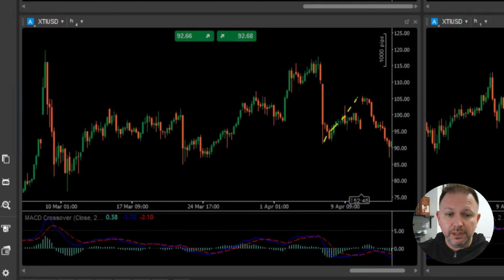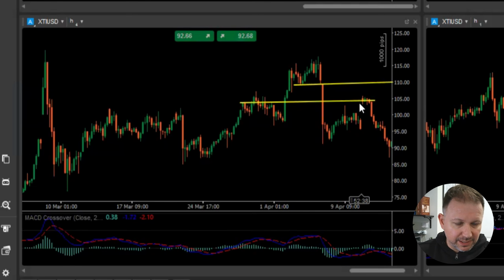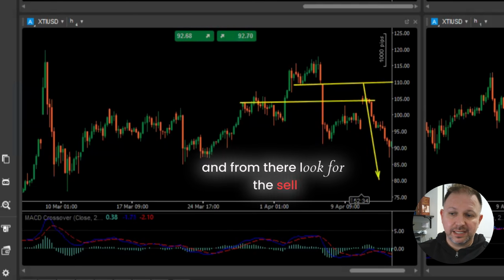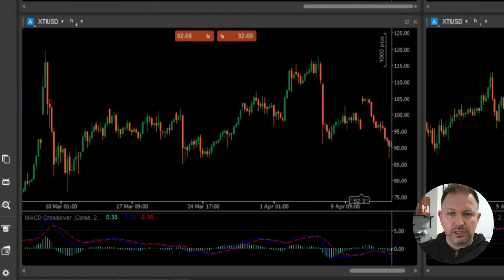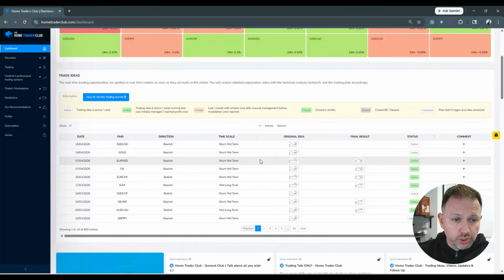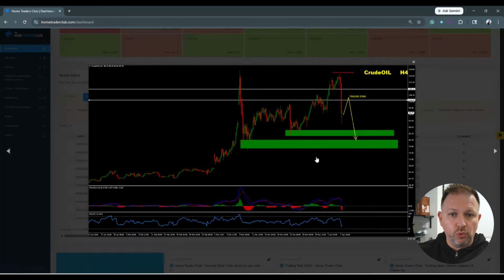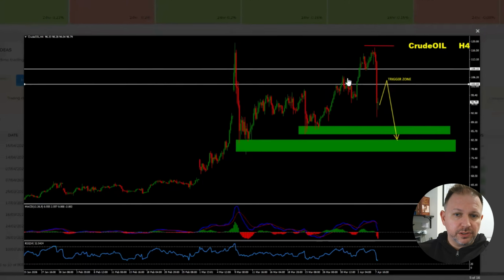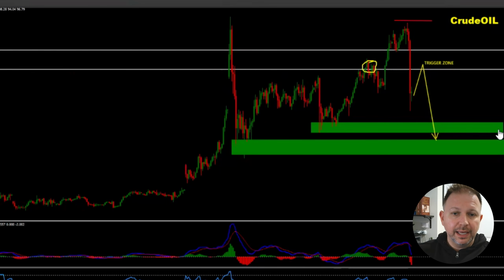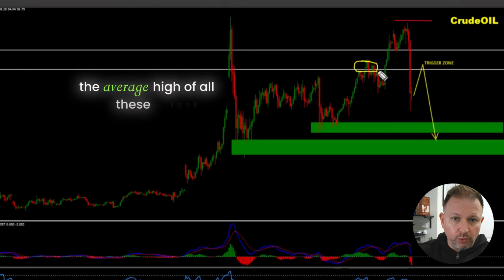So for me, this was exactly the sign, and the idea was simple. I want the price to go back inside a specific zone, and from there, look for the sell. So what is this very zone I refer to? As I showed you before, this was the one. Why did I pick it this way? The answer is very simple. We have this high, and I didn't go only with the spike high. I went with the average high of all these zones.